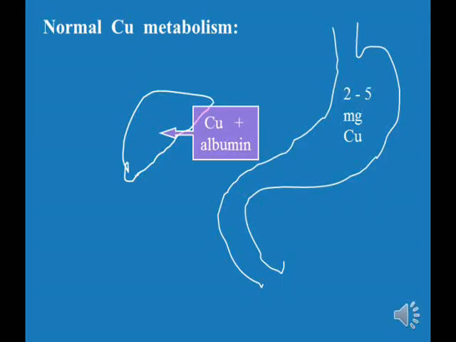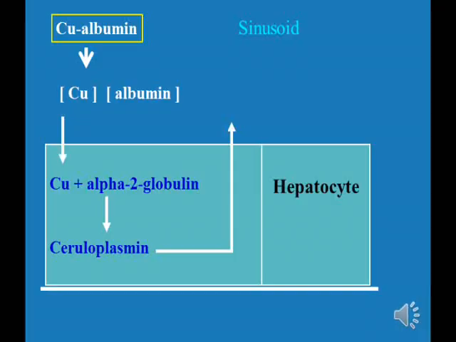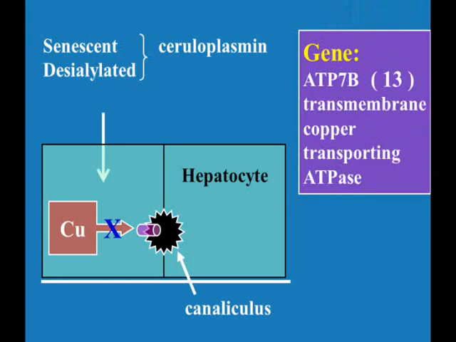So in normal copper metabolism, the normal dietary copper is absorbed in the stomach and duodenum and transported to the liver by combining with albumin. When it is released within the hepatocyte, it binds with alpha 2 globulin to form ceruloplasmin, which can be transported. The copper is transported in the form of ceruloplasmin into the sinusoids from the hepatocytes. So this is the normal pathway.